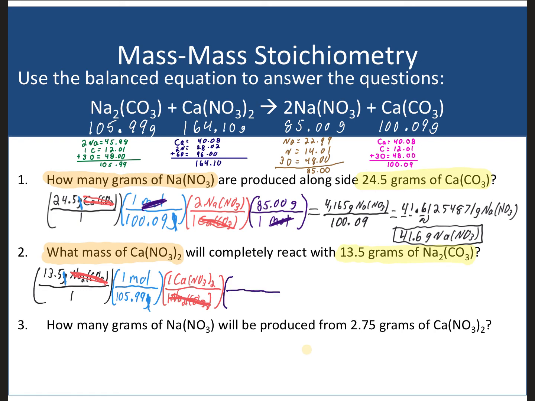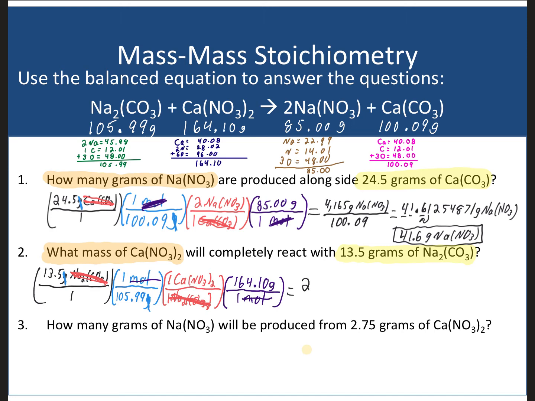My final step is to get back into grams. 1 mole will go on the bottom and cross out moles. The number of grams of Ca(NO3)2 in a mole is 164.10. That's the formula mass. All right, everything set up. I got grams of calcium nitrate left.